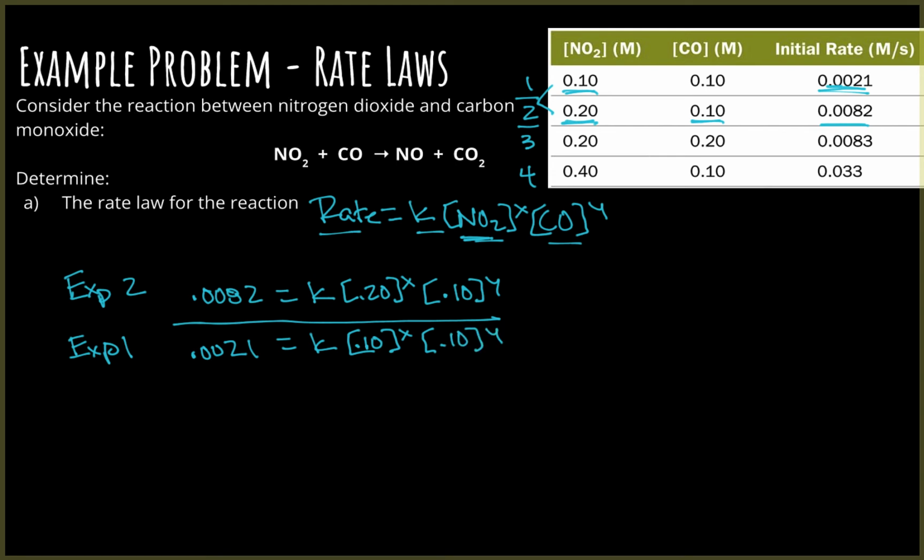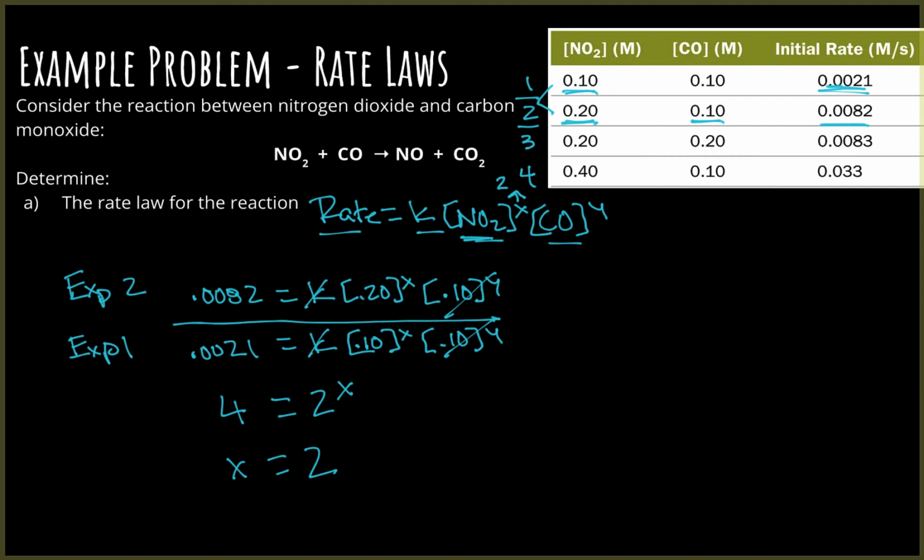Then K is going to cancel, the Y's are going to cancel, so now I'm left with something with only one variable that I can solve. If I take this 0.0082 divided by 0.0021, I get 4. And then when I solve this here, I get 2 to the X. So then I know that X equals 2. Again, that tells me that it's second order with respect to NO2, or NO2 is second order.